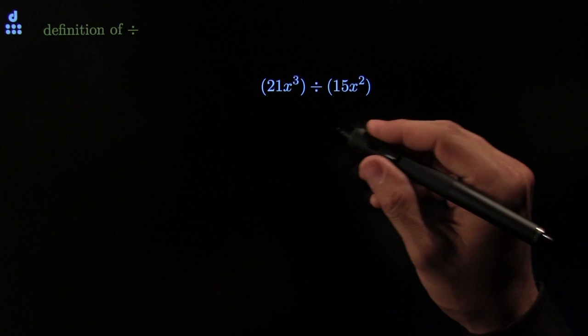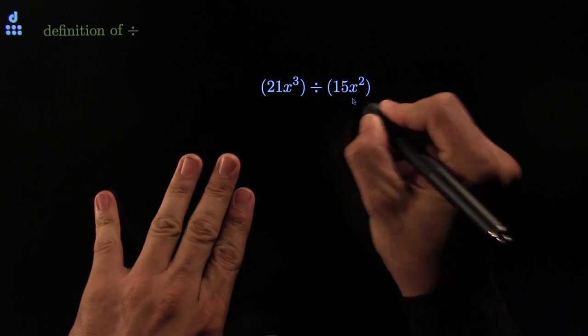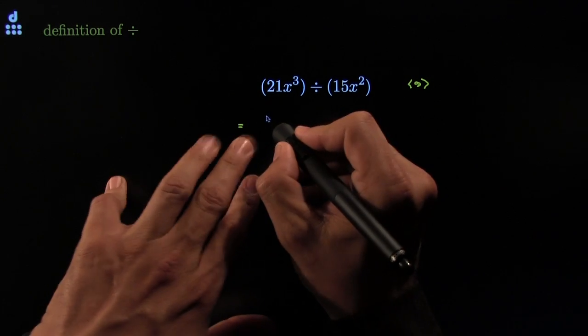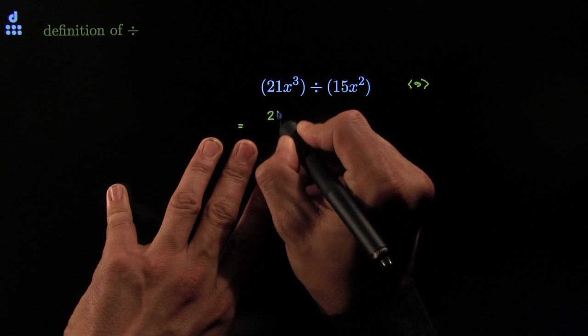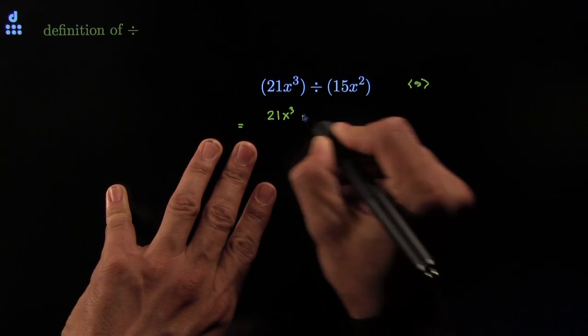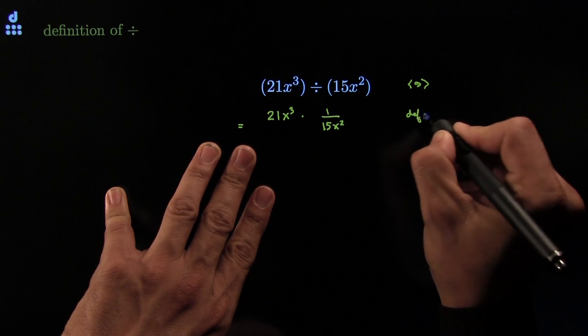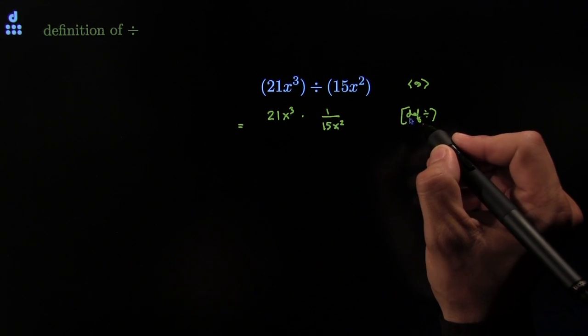So here's the most basic division problem for polynomials. It would be a monomial divided by a monomial. And I want to take my time with this and show every single step with unapologetic perfection. This would be 21x to the third times 1 over 15x squared. That's by definition of divide. That's what that divide means. It means multiply by the inverse of that.